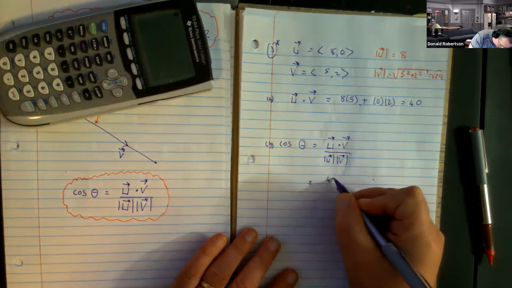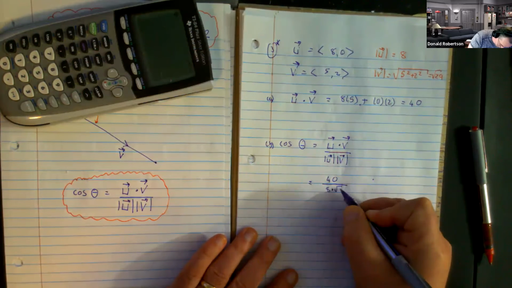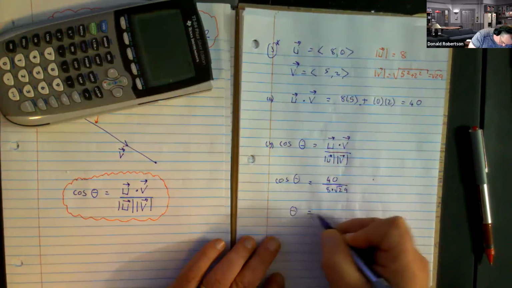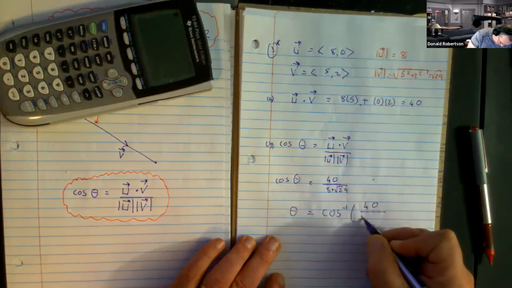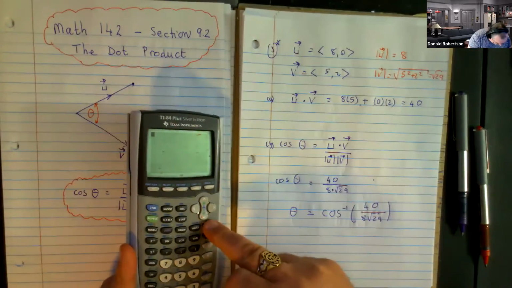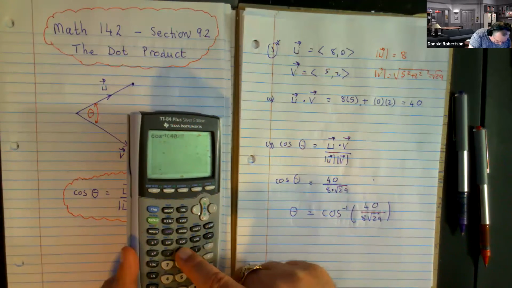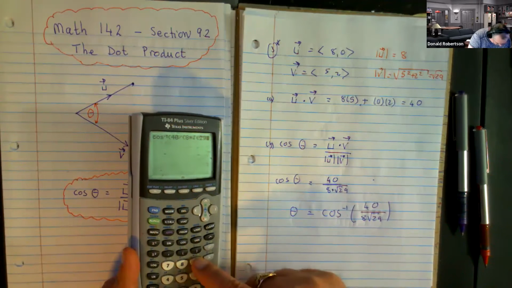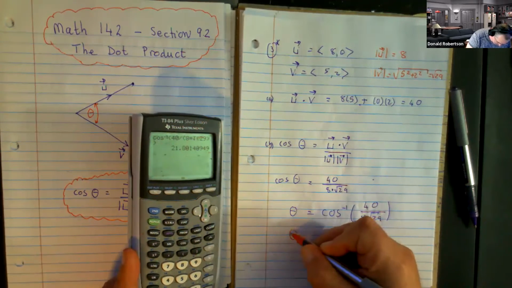So we're going to take 40, and it's going to be 8 times the square root of 29. And that's the cosine of theta. So to get theta, you just need to find the inverse cosine of this ugly fraction. And here goes. Inverse cosine. Top number is 40 divided by, put in a bracket, 8 times the square root of 29. Close a couple of brackets. That's 22 degrees to the nearest whole number.